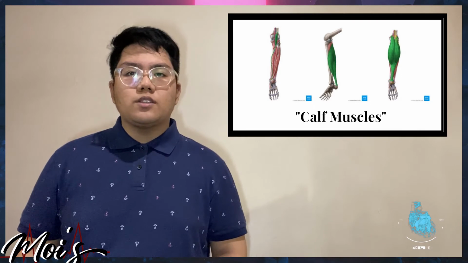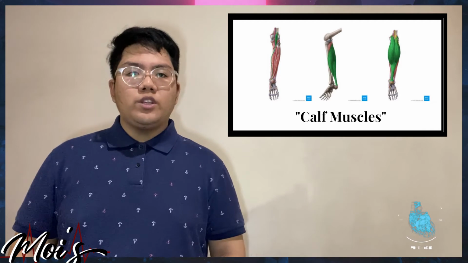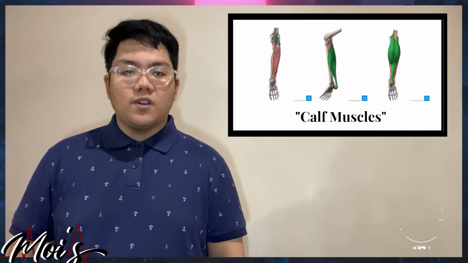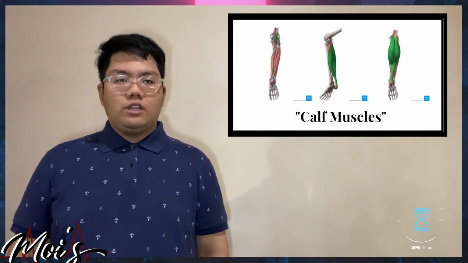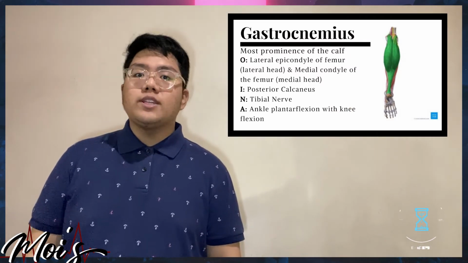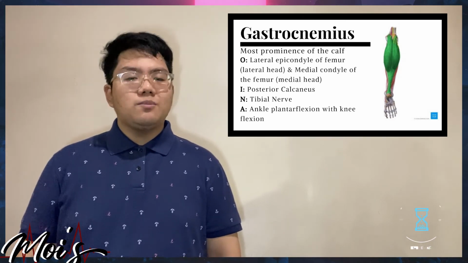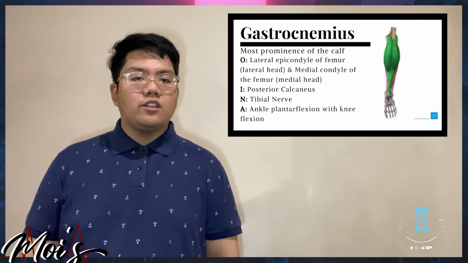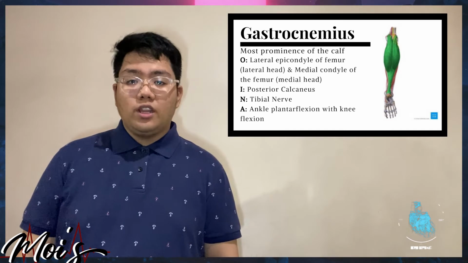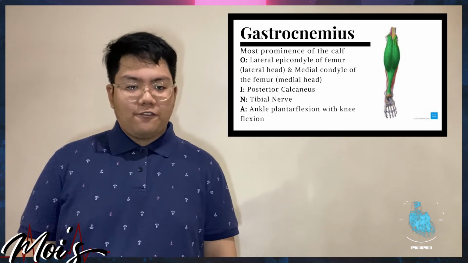These superficial muscles share a common tendon of insertion, which is the calcaneal tendon, the strongest tendon of the body. These muscles are also called your calf muscles. The first muscle is the gastrocnemius. It has 2 origins, which are at the lateral epicondyle of the femur for its lateral head and the medial condyle of the femur for its medial head. This muscle is the main plantar flexor of the ankle joint. It is also a powerful knee flexor. The gastrocnemius is the most superficial muscle and the most prominent of the calf.